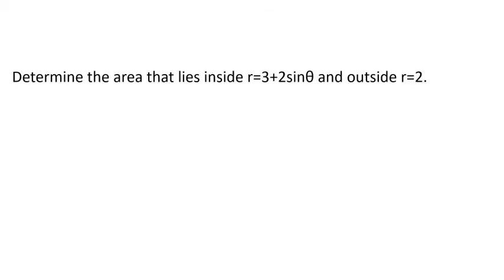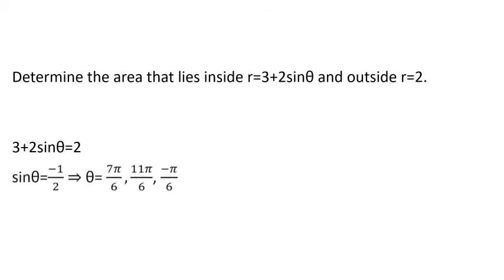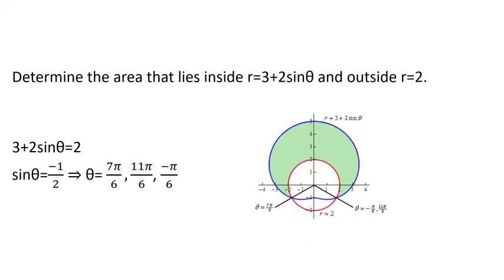And the second example is to determine the area that lies inside r equals 3 plus 2 sin theta and outside r equals 2. So to find theta, the equation is 3 plus 2 sin theta equals 2, so sin theta equals minus 1 over 2 and theta equals 7 pi per 6 and 11 pi per 6, or minus pi per 6. On the graph, r equals 3 plus 2 sin theta is the blue line, and r equals 2 is the red line.